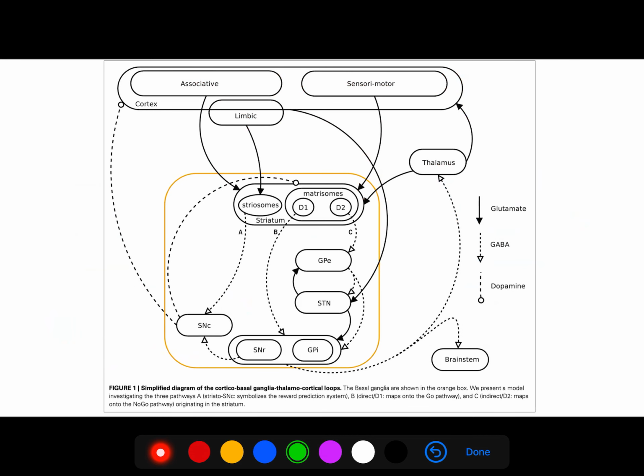And so you get sensory motor. It comes here. From limbic system comes here. By the way, your cortex has two general parts, of course there are more than that, but let's focus on associative and sensory motor in this article. And dopamine is a kind of neuromodulator.